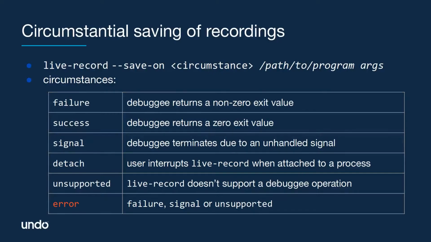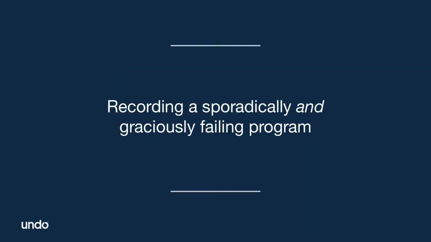Now let's see how we can use Live Record in order to generate recordings of sporadically failing programs. Suppose that we have a program that executes correctly most of the times, but sometimes, very rarely, it gracefully fails, returning a non-zero exit code. In such a situation, we can use the Save On Failure option to capture a recording through Live Record.